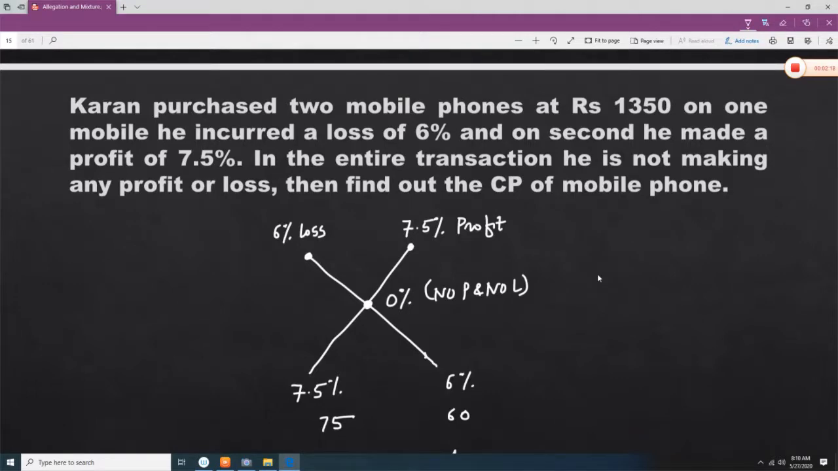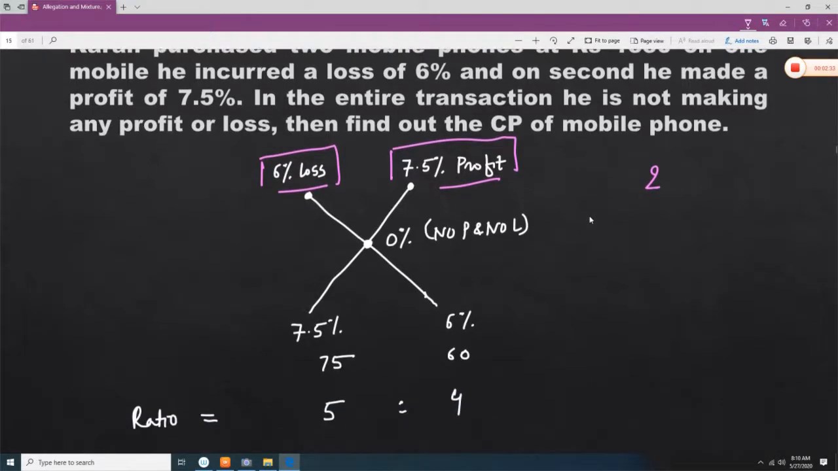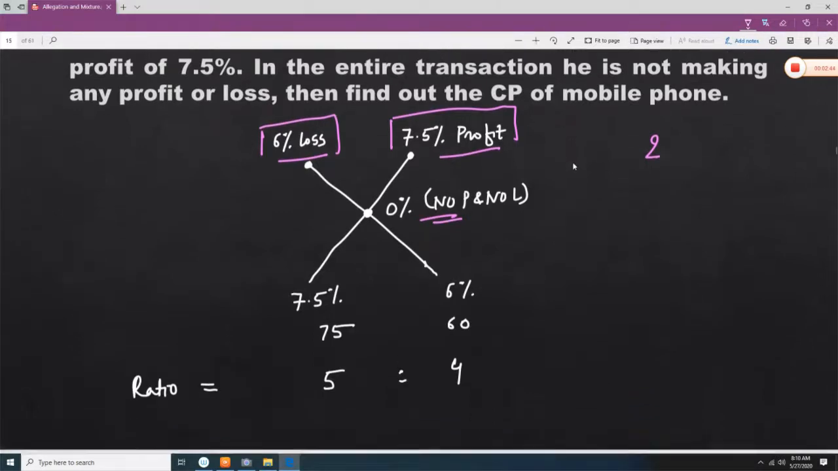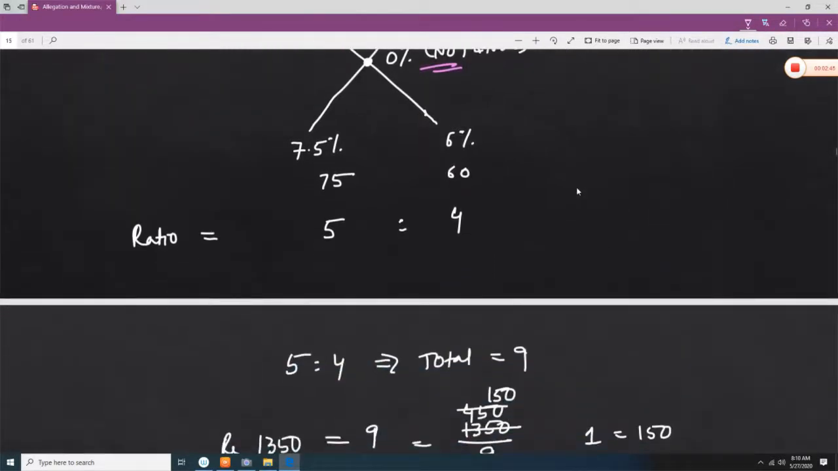So he purchased 2 mobile phones. One he is making a loss of 6%, and another he is making a profit of 7.5%, and in this entire transaction he is not making any profit and he is not making any loss. So the ratio is going to be 5 is to 4.